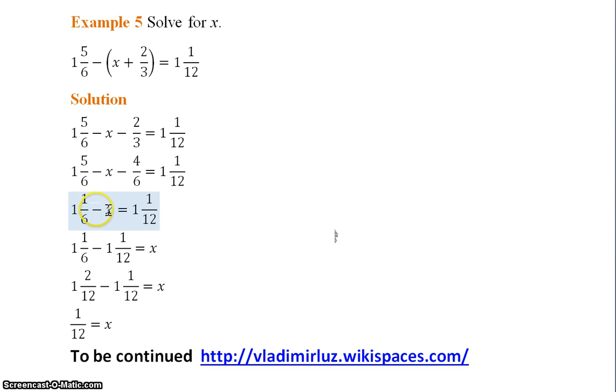To isolate x, we move x to the right side with plus, and 1 and 1/12 we move to the left side with minus. On the left side we have to subtract these two mixed numbers. In order to do this, we convert 1/6 to a fraction with denominator 12. It is 2/12. Now the whole parts: 1 minus 1 is 0, and 2/12 minus 1/12 is 1/12. So x equals 1/12.